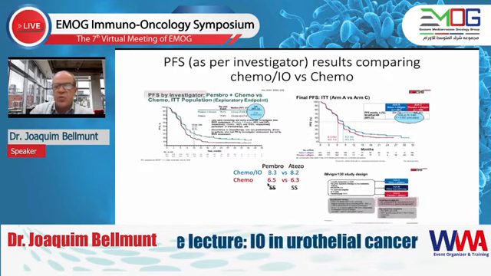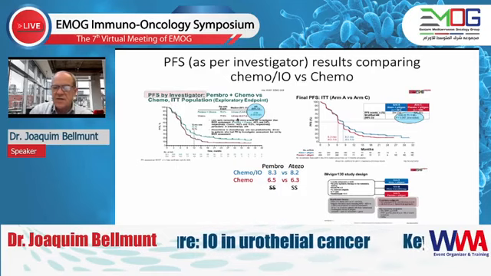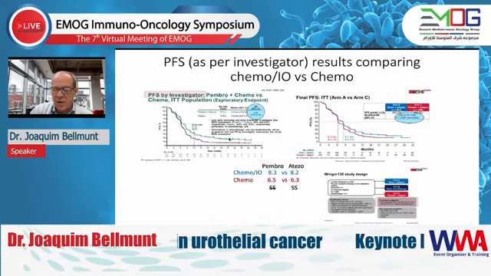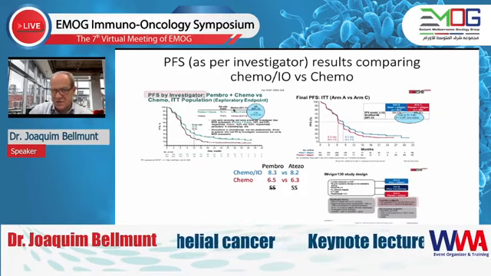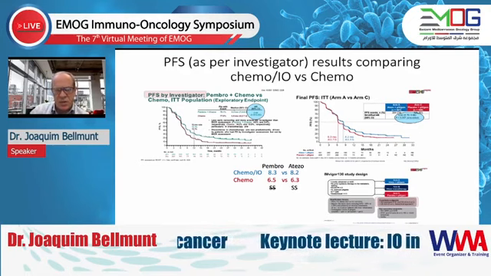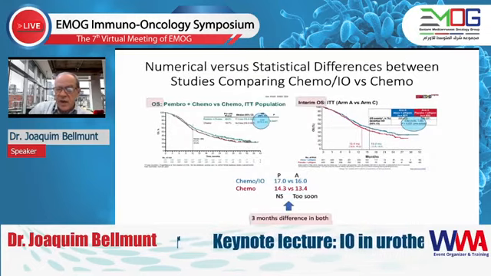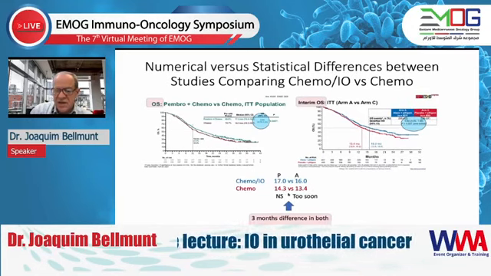But then if we move to the PFS by investigator, we see that these trials are completely the same. But because this was not the primary endpoint, this trial ended up being negative because of the PFS. But we see more or less similar results with these two trials in first line. And then when we take a look at the overall survival, the same. So the differences are more or less identical, as you can see here.